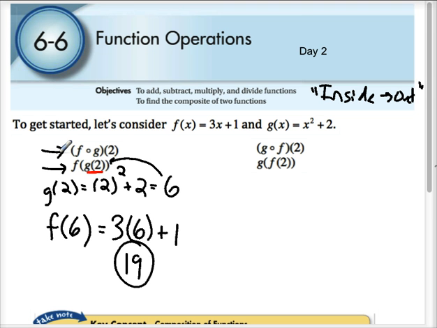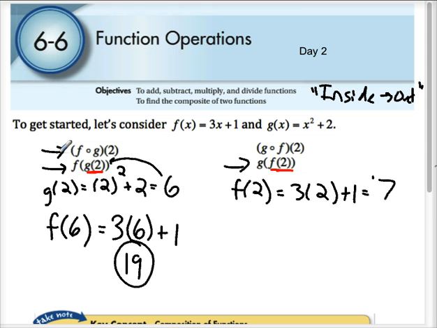Now, something cool that I'm going to show you is that this is not the same as if you do it in the reverse order. You're not going to get the same answer. So look at this. This time I'm taking g composed of f of 2. So we have g of f of 2. Again, starting from the inside, I'm going to start with that f of 2. So that's going to give me 6 plus 1, or 7.